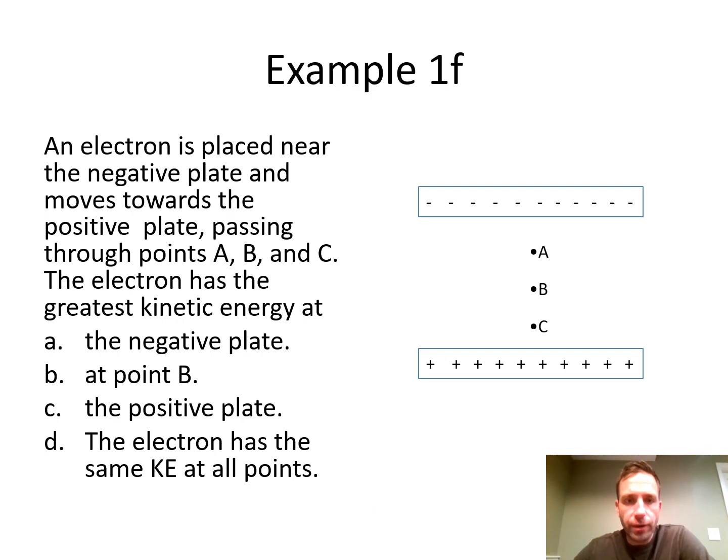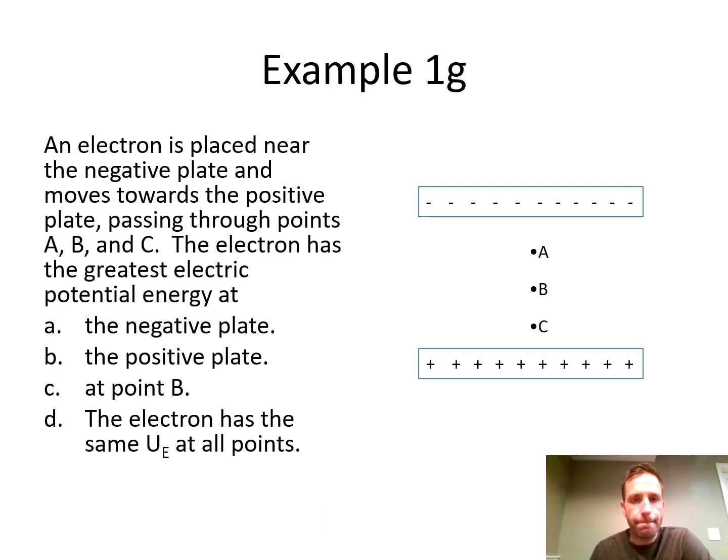An electron is placed near the negative plate and moves towards the positive plate, passing through A, B, and C. The electron has the greatest kinetic energy at the positive plate where it's traveling fastest. The electron has the greatest electric potential energy at the negative plate. So basically, as the electron traveled from the negative to the positive plate, it was losing that potential energy and gaining it as kinetic energy.